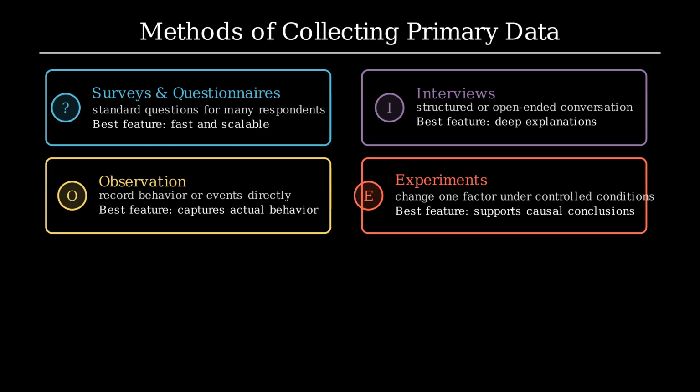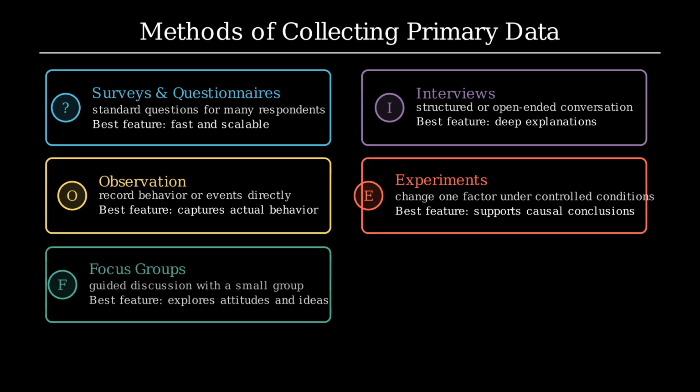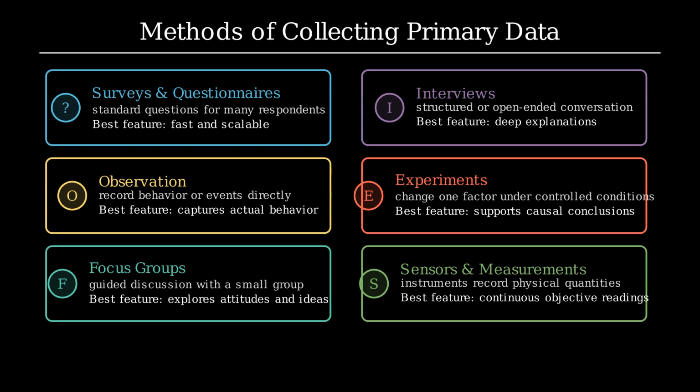Randomized experiments provide the strongest evidence for cause and effect. Focus groups use guided discussion to explore opinions, language, and new ideas. Sensors and instruments collect objective physical measurements such as temperature, pressure, location, or heart rate.